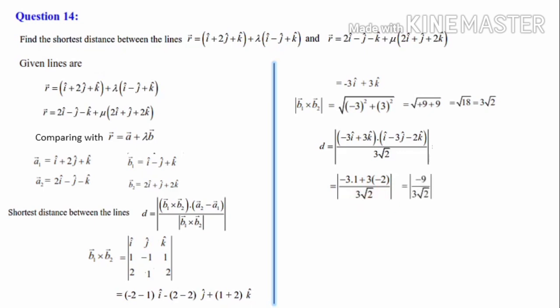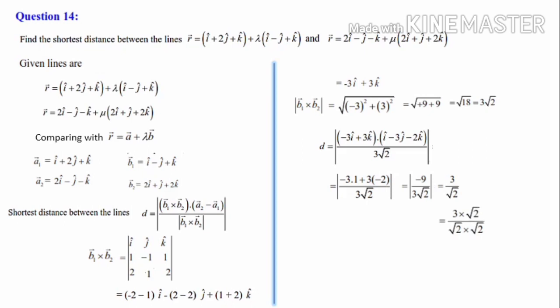Then minus 3 into 1 is minus 3. Then here 3 into minus 2 is minus 6. So minus 3 minus 6 is minus 9. Minus 9 divided by 3 root 2. Modulus of minus 9 divided by 3 root 2, that is equal to 3 and 9 you can cut 3 times. So 3 divided by root 2, modulus value means without sign will come out, that is 3 divided by root 2.